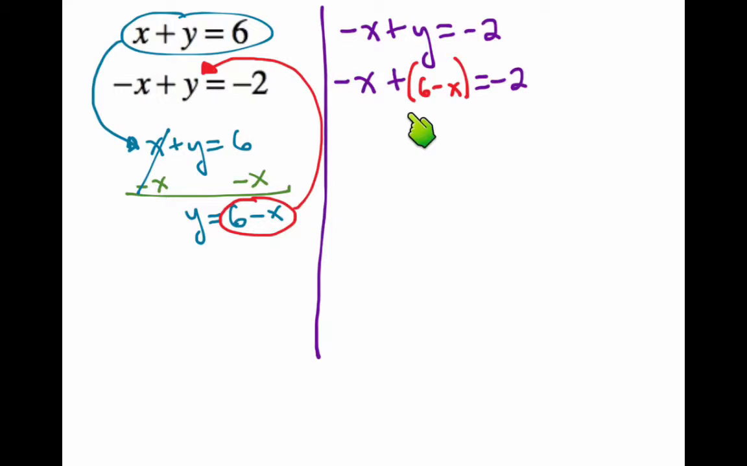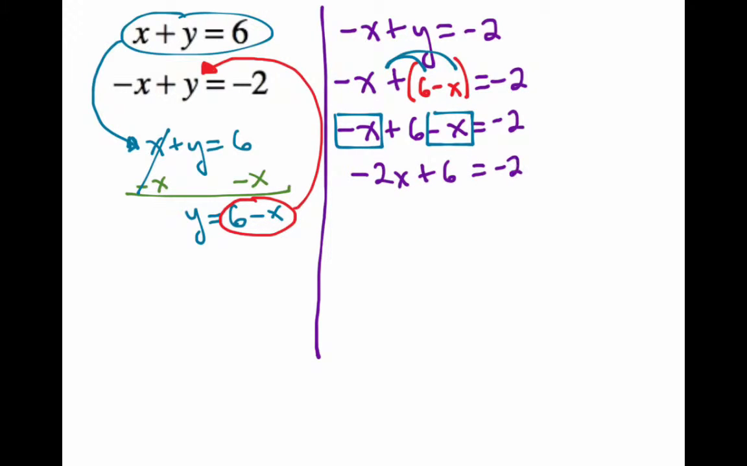So now let's go ahead and solve. Remember, I need to distribute into those parentheses. So I'll rewrite it with that distribution. Negative x plus 6 minus x equals negative 2. Combine my like terms. Negative 2x plus 6 equals negative 2. I need to isolate my x. So I'm going to get rid of this. I'm going to add or subtract first, and then I can deal with my division. It's just easier. You can do it the other way and get the right answer. This is easier, though. So I'm going to subtract 6 from both sides.